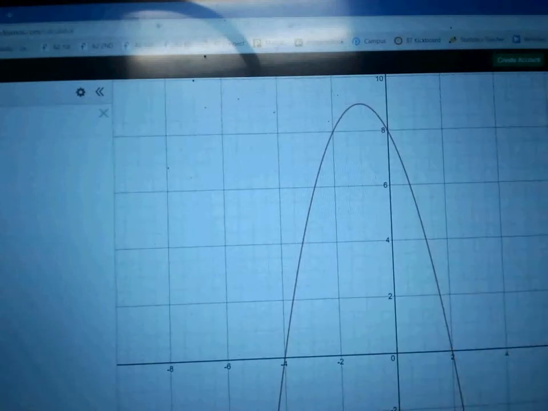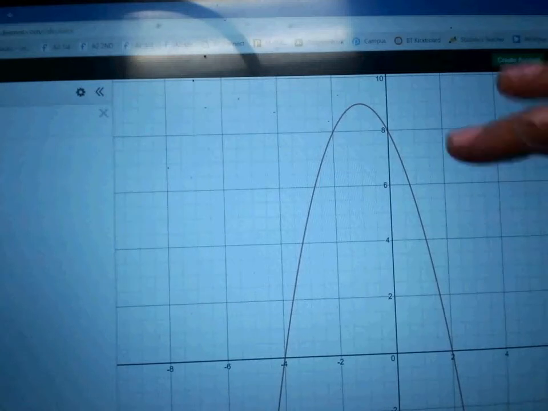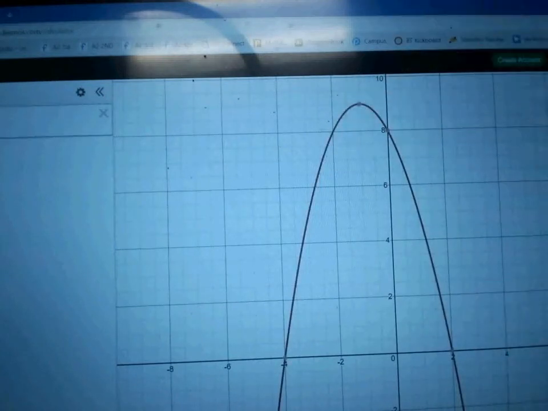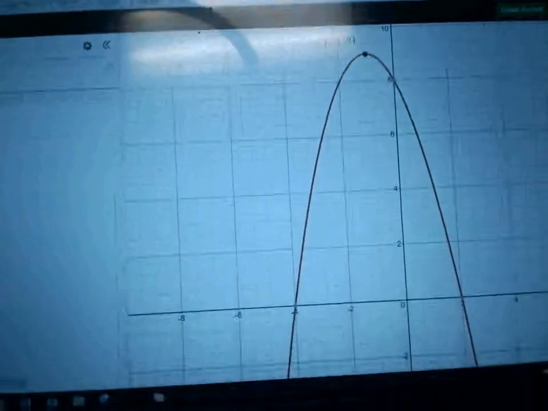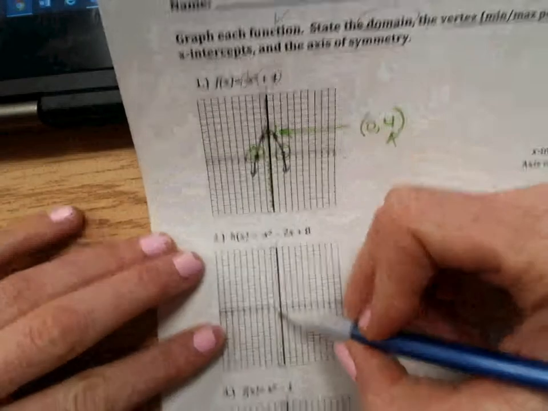Some key points that will help me to transfer this to my paper would be the vertex, which if I tap on that, it gives it to me. It's negative 1, 9. So I'll graph that. Negative 1, 9.